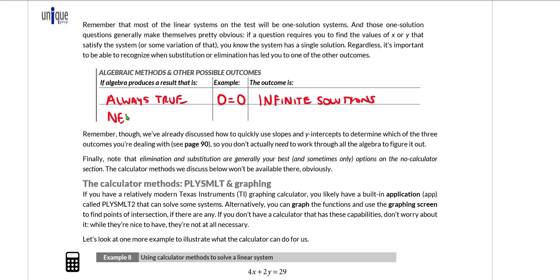If you get a result that is never true, where maybe you've got 0 equals some other number like -6, again, that's just an example, a result like that will tell you you're dealing with the no solutions outcome. Remember, infinite solutions is same line, no solutions is parallel lines. So if you do your algebra and you see one of these two things happen at the end of your work, always true, never true, you have infinite and no solutions respectively.